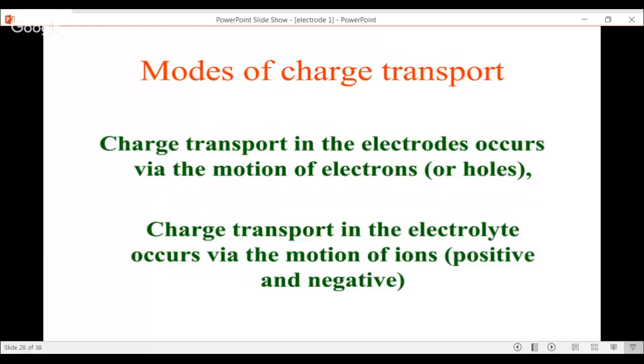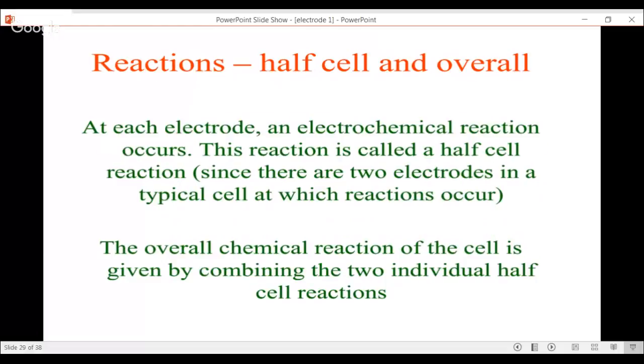Charge transport in the electrodes occurs via motion of electrons. Automatically the ions are moving, therefore there are holes. Charge transport in the electrolyte occurs via motion of ions, positive or negative. At each electrode, an electrochemical reaction occurs. This reaction is called a half-cell reaction. Since there are two electrodes in a typical cell at which reactions occur, that is why it is a complete term. The overall chemical reaction of the cell is given by combining two individual half-cell reactions.